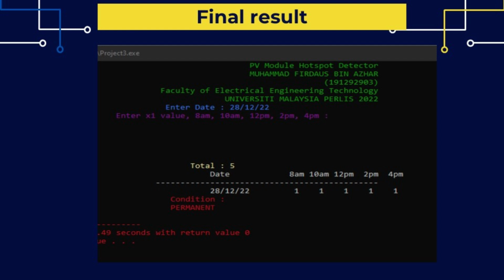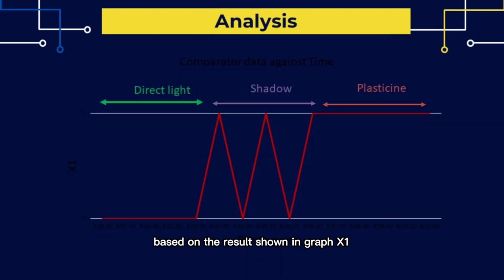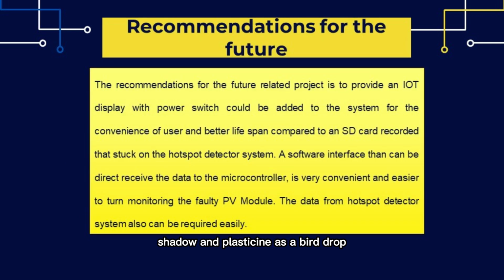Based on the result shown in the graph, the data is manually categorized into three common states that happen on the surface of the PV module, which are direct light, shadow, and plasticine as a bird drop.